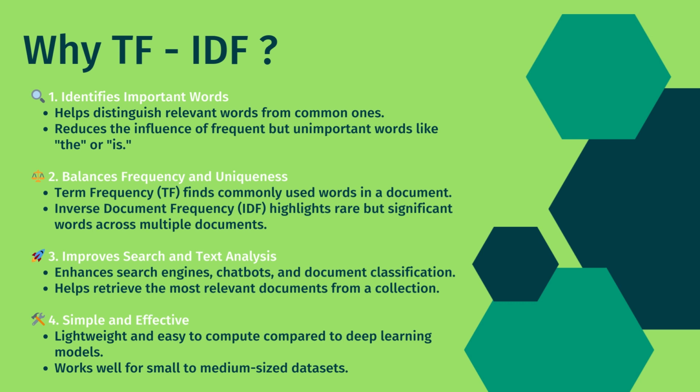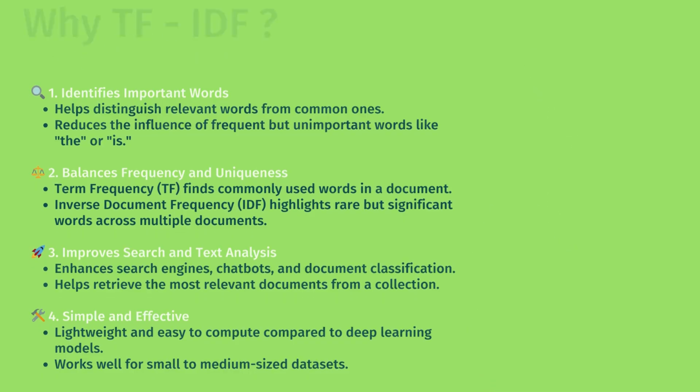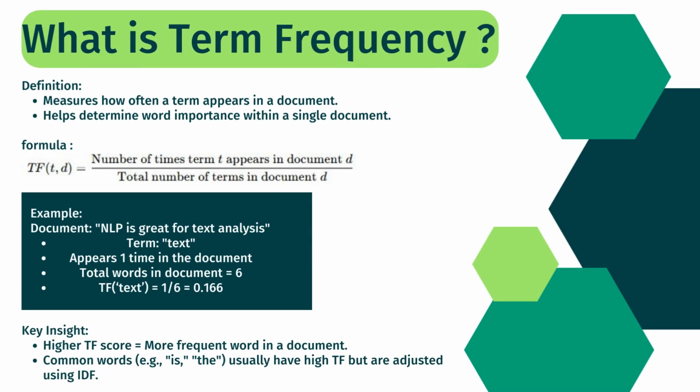Unlike deep learning models, TF-IDF is lightweight, easy to compute, and works well for small to medium-sized datasets. Let's first talk about term frequency, or TF. TF measures how often a term appears in a document, helping us determine its importance within that specific document. The formula for TF is the number of times a term appears in a document divided by the total number of words in that document.